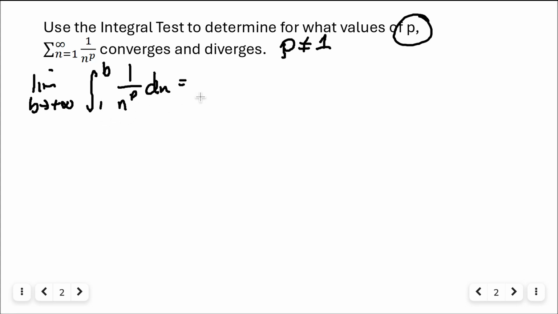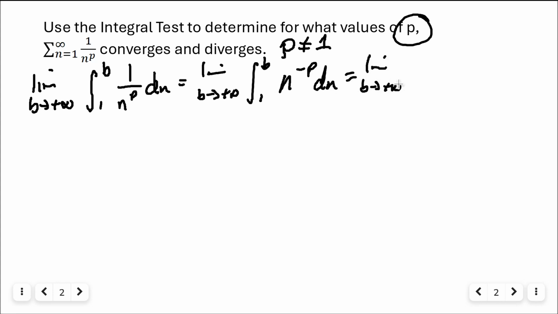So to do this problem, we need to use the power rule. So we're going to have to bring the n to the p to the numerator. Let's do that first. Make it n to the negative p, and then we're going to integrate it. So let's integrate this thing. As b goes to infinity, it's going to be, from 1 to b, n to the negative p plus 1 over negative p plus 1.